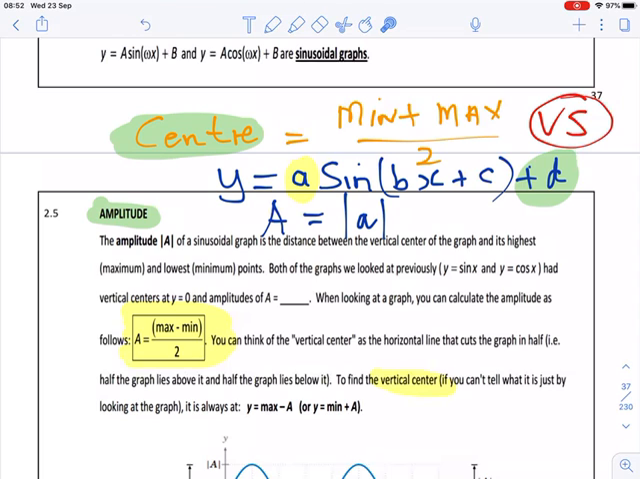So the amplitude is always the absolute value of a. And a is what is in front of the function. So remember, a, the amplitude, will be the absolute value of that number that is in front of the function. Okay, we can also calculate the amplitude by taking the maximum minus the minimum over 2.